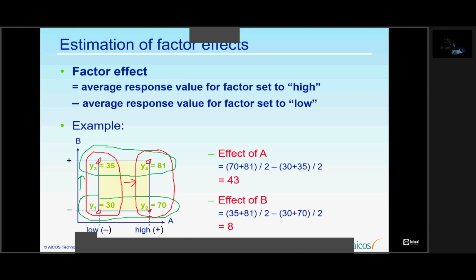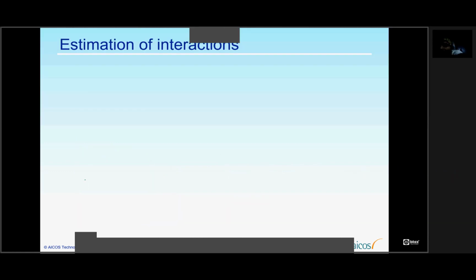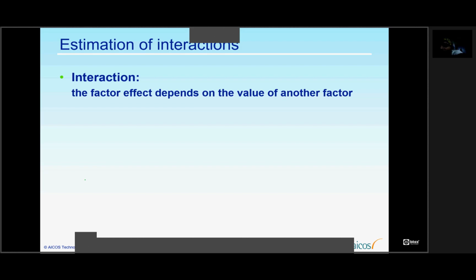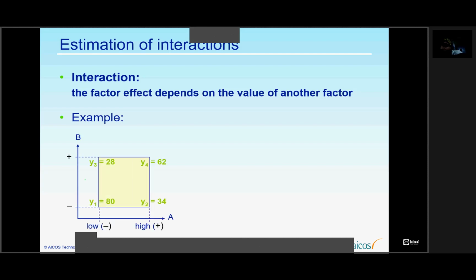Let's look now at the interactions, since we mentioned at the beginning that interactions were important. Keeping in the same context or using the same yellow square, we can actually look at interactions. Interactions mean that the effect of one factor depends on the value of another. This we can see actually there. This is the same context, but I have just assumed that I get different results. And if I get different results, then I can see something different, of course.